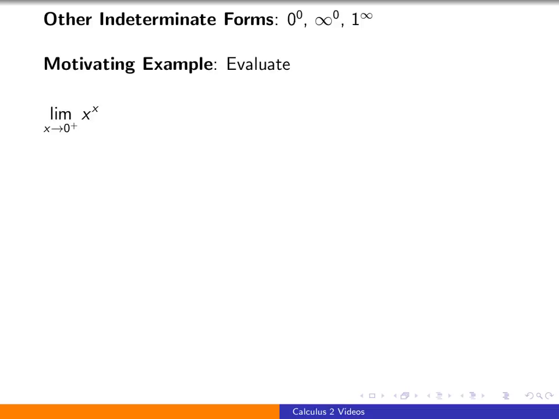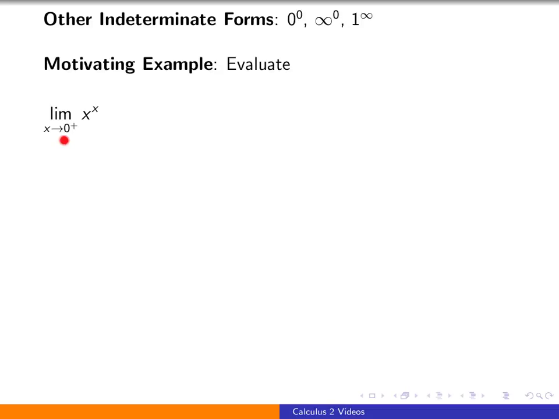Similarly, other indeterminate forms would be things like 0 to the 0, there's no meaning, infinity to the 0, or 1 to the infinity. And whenever we see an indeterminate form of one of these three types, our goal is going to be to rewrite algebraically so that we can somehow get back to those original indeterminate forms. So let's look at a motivating example.